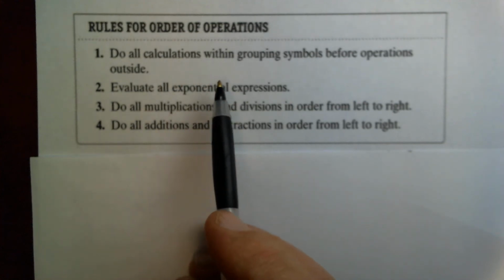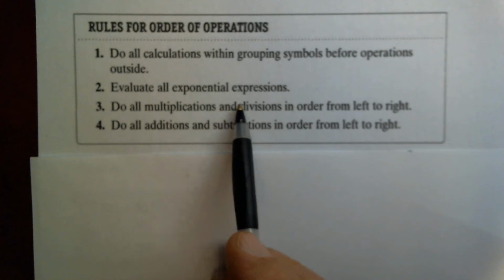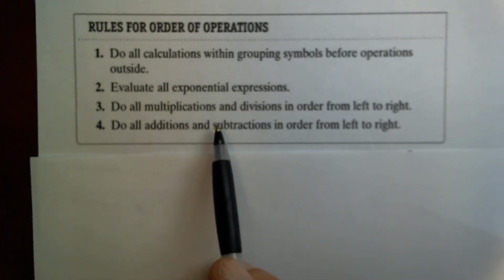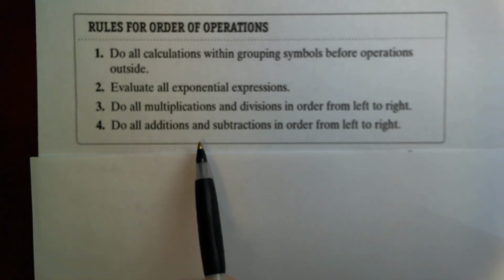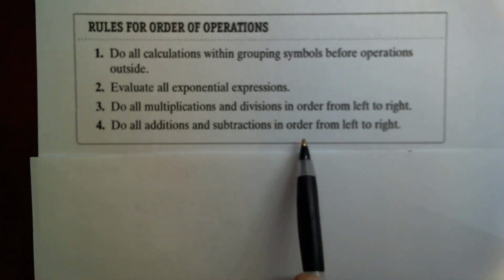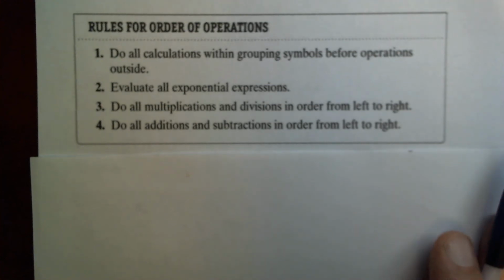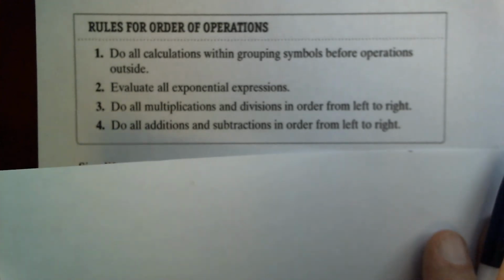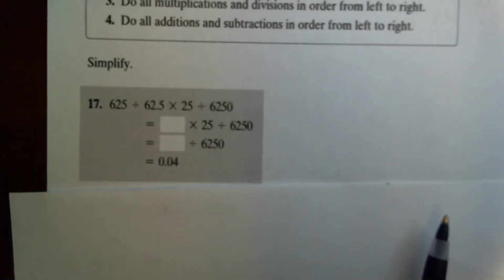Do all calculations within grouping symbols before operations outside. Evaluate exponential expressions. Do all multiplications and divisions in order from left to right. And then number 4, do all additions and subtractions in order from left to right. Again, it's just what we've done before when we're dealing with fractions. So here's an example of the guided solution.